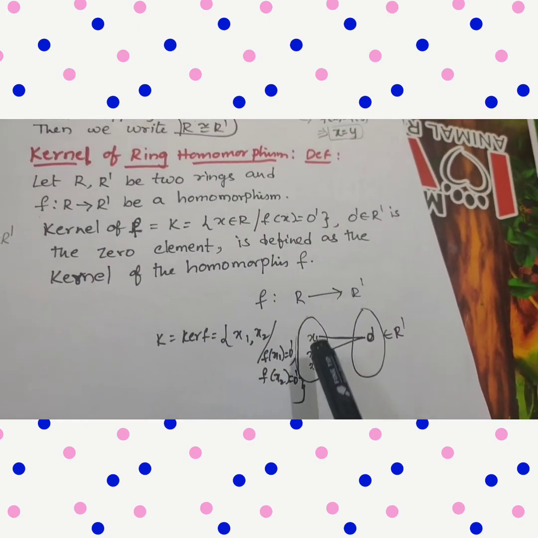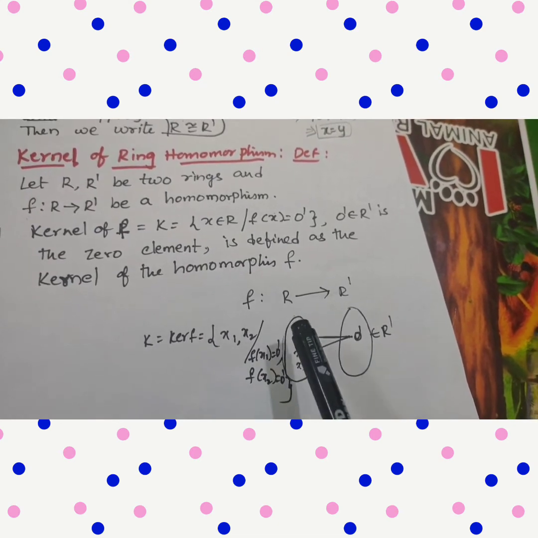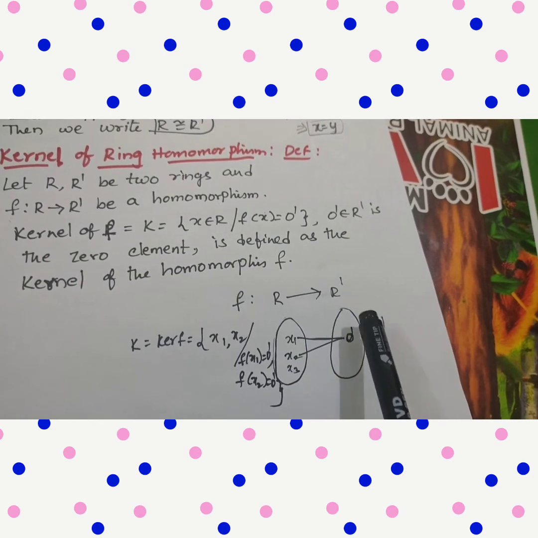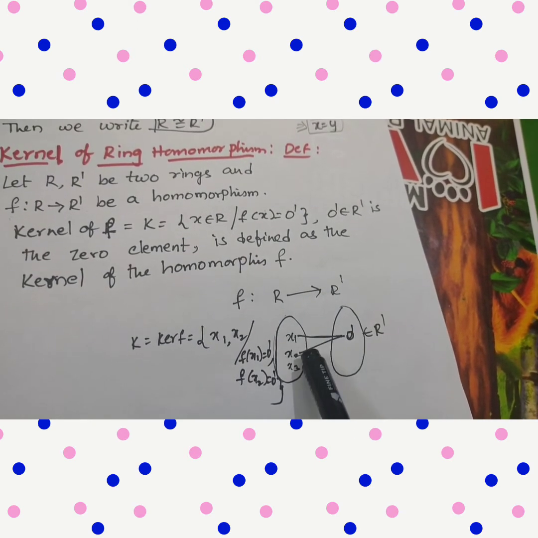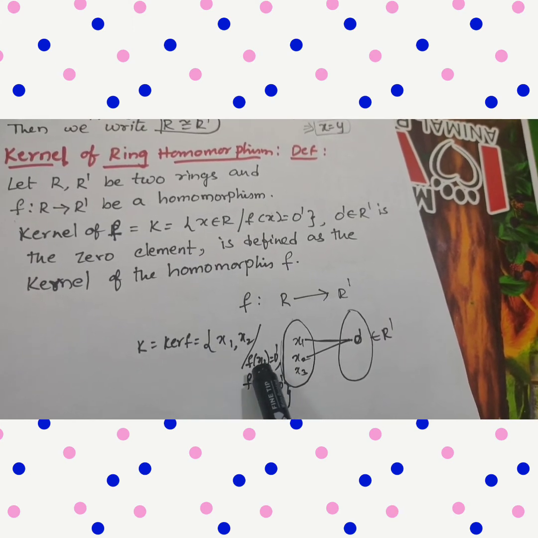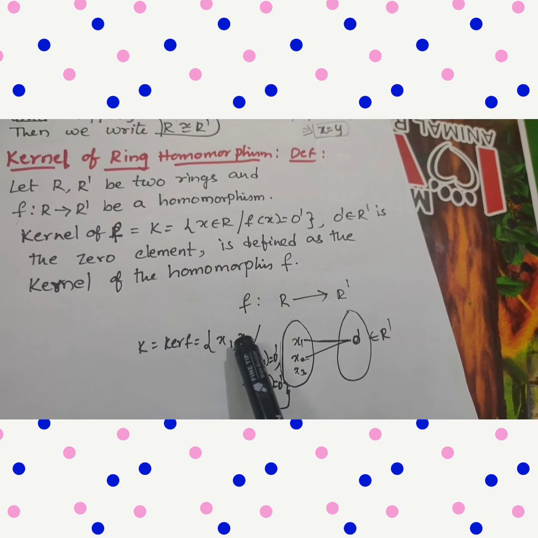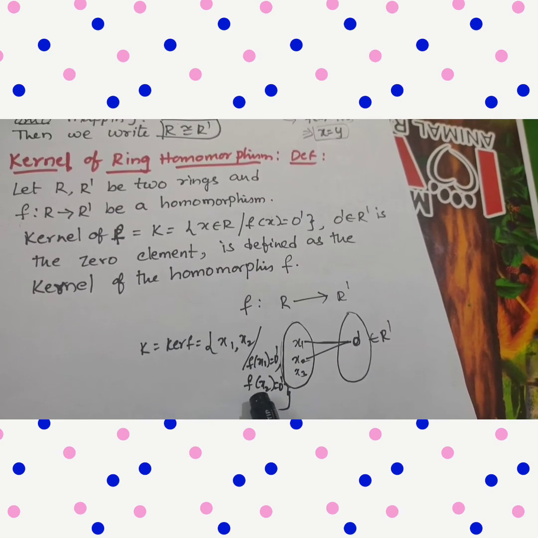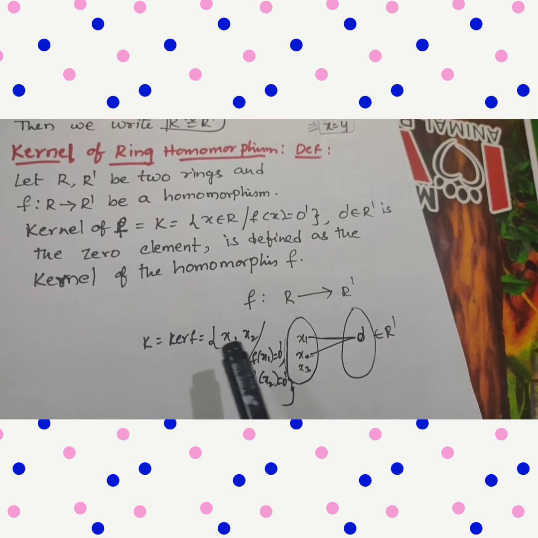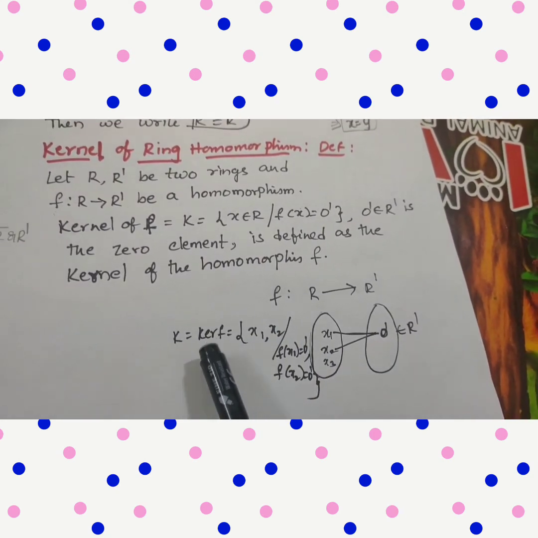For example, you can see here that in set R we have taken x1, x2, x3, but only x1 and x2 map to 0 dash in R dash. So these two elements belong to the kernel of f, because the image of x1 is f of x1, which is equal to 0 dash, and the image of x2 is f of x2, which is also 0 dash. That's why x1 and x2 belong to the kernel of f.